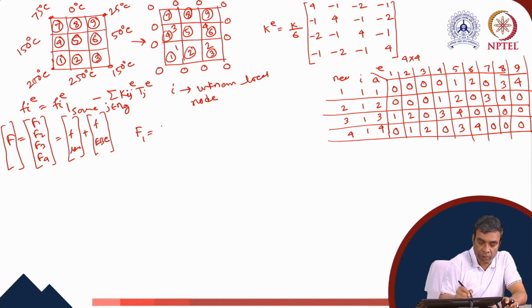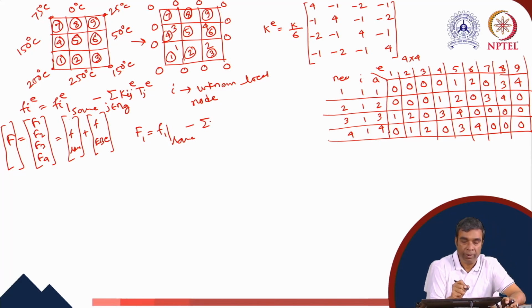So let us first construct the F1 term. F1 equals F1 due to source minus summation. Now this equation number 1 is common to elements 1, 2, 4 and 5, but element 5 is an internal element, so it will not contribute to the essential boundary condition part. Contribution from the essential boundary will come from elements 1, 2 and 4. Let us first consider element 1.